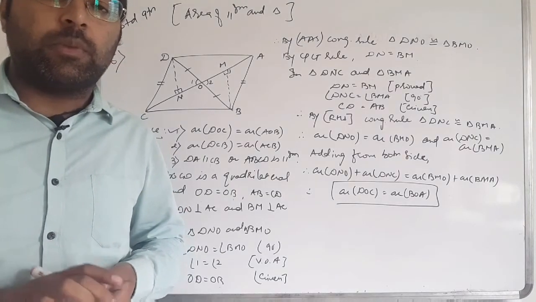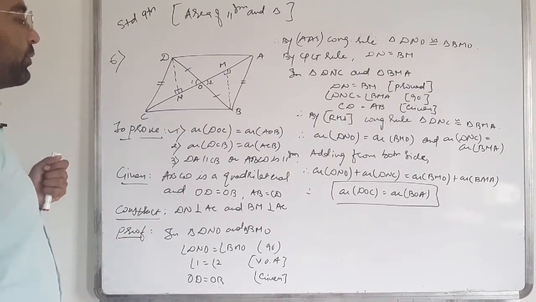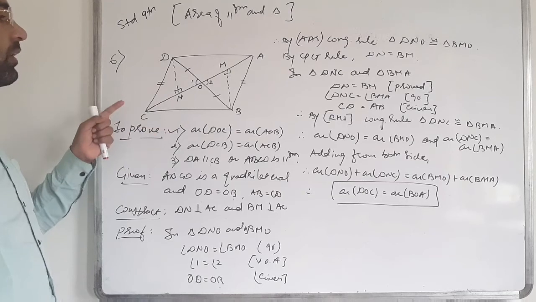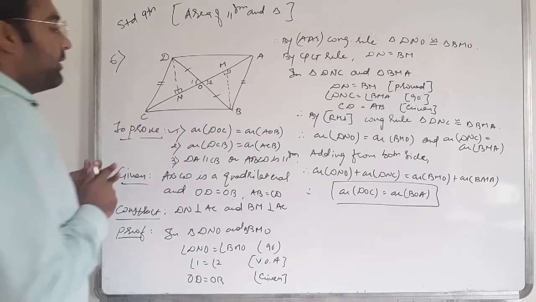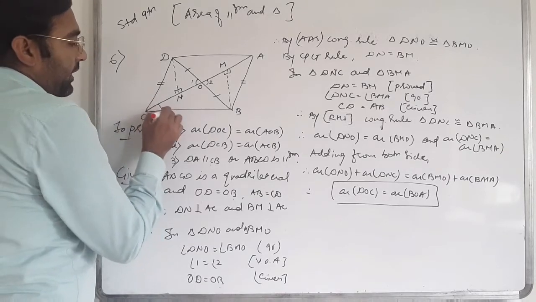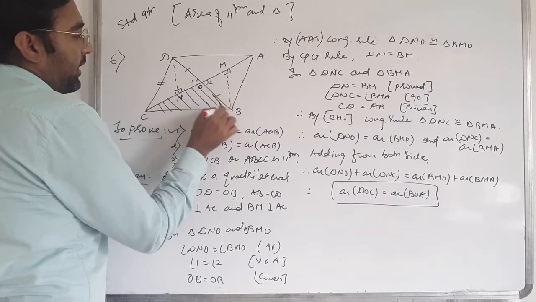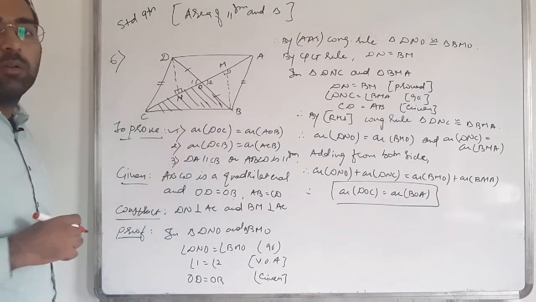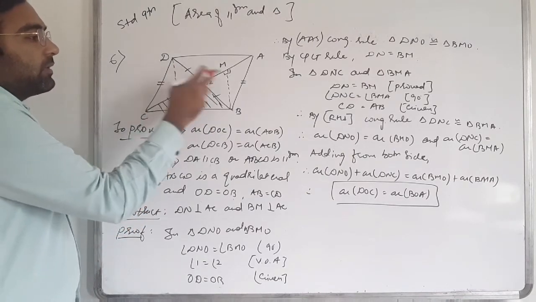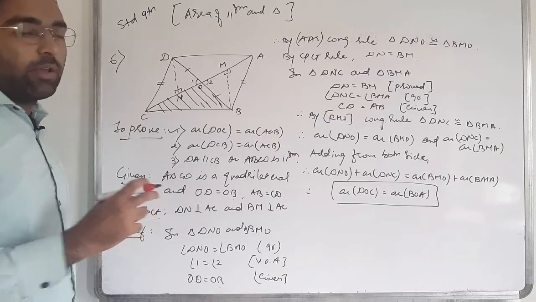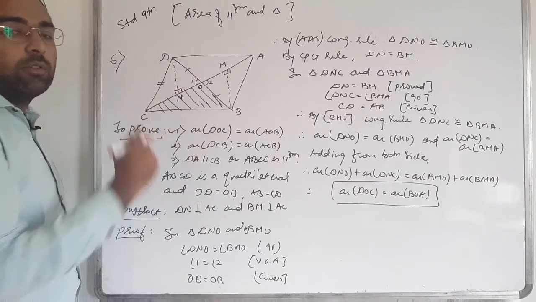Clear that? Now we need to prove that area of DBC equals area of ABC. So now I'll add the same triangle, that is BOC, to both sides. I'll add BOC to DOC and to AOB, both of the triangles. I'll add this part of the triangle on both sides.